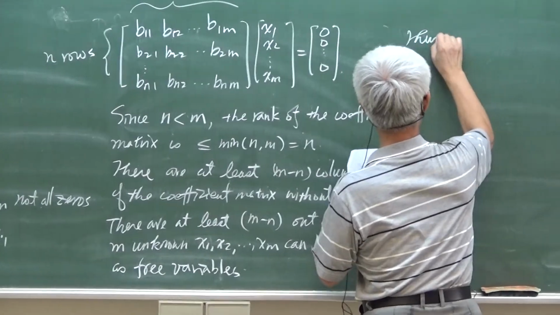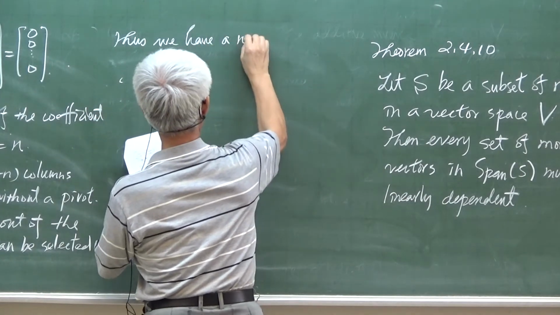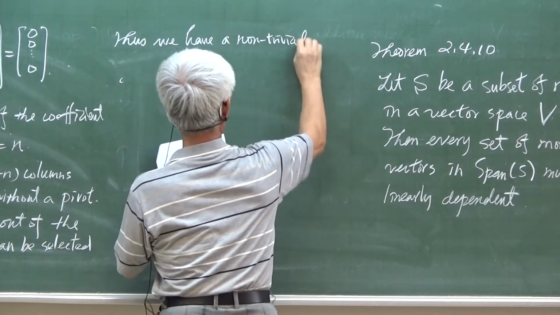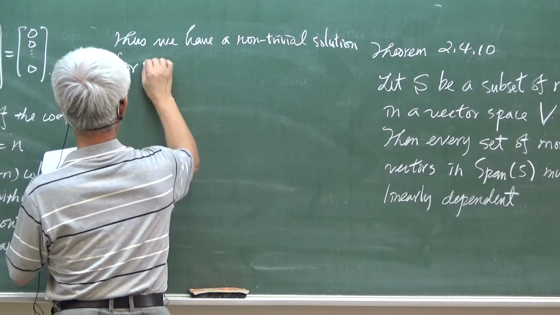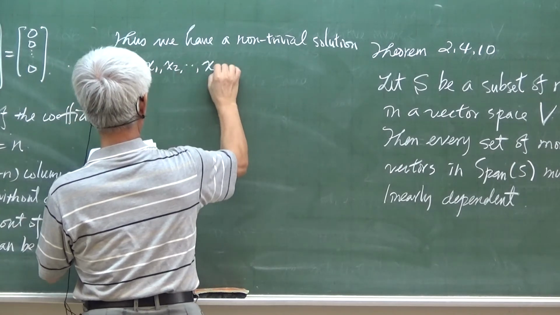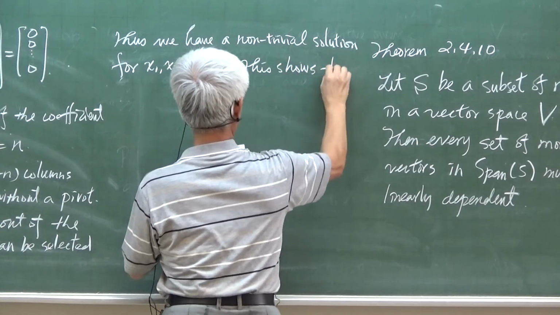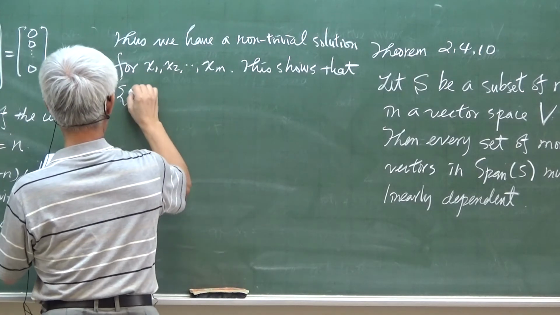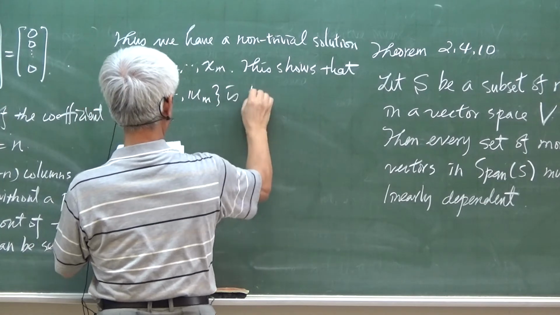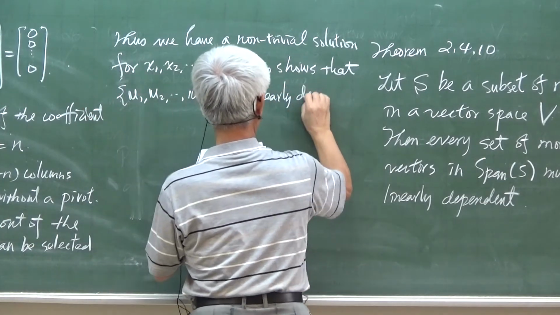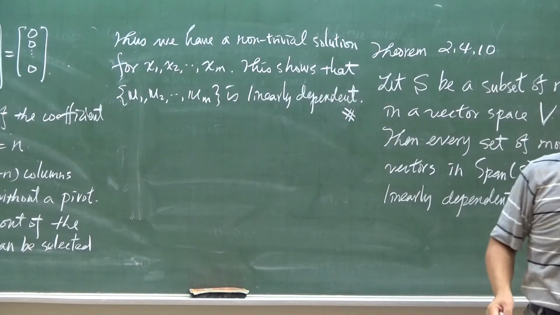So that's we have a non-trivial solution for x1, x2, up to xn. So this shows that the set U1, U2 up to Um is linearly dependent. Okay, so we're done.